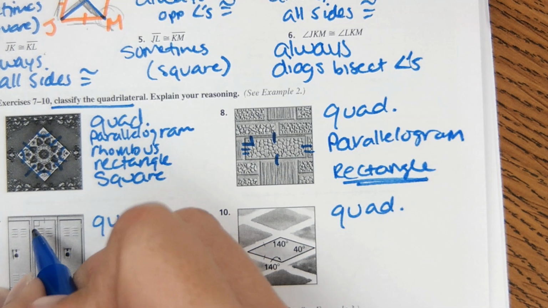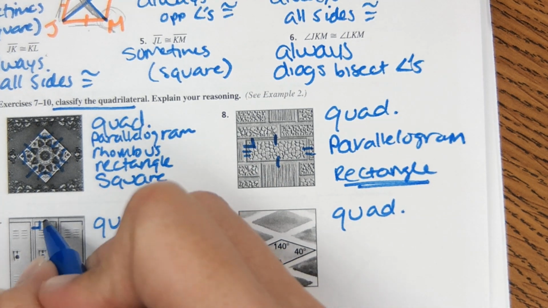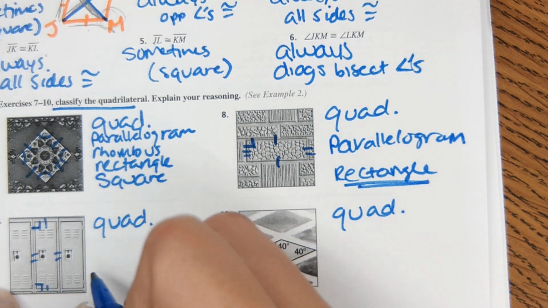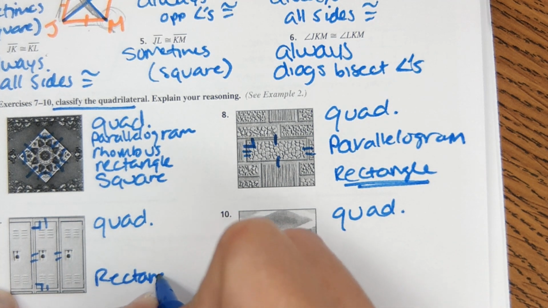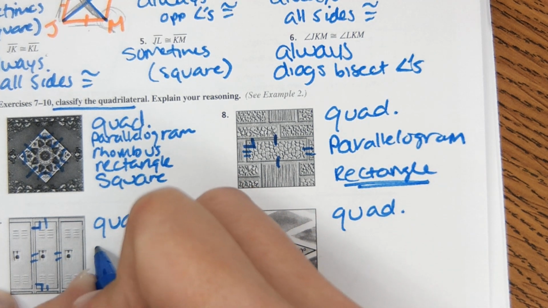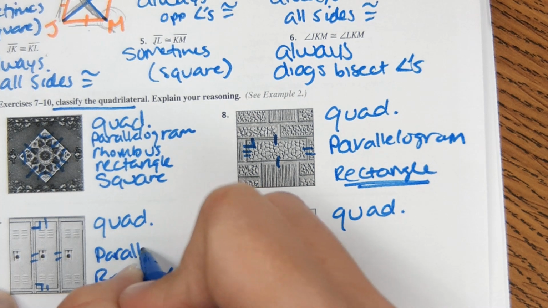And here, same thing, 90-degree angles, opposite sides equal. So therefore it's a rectangle, but it's also a parallelogram and a quadrilateral.